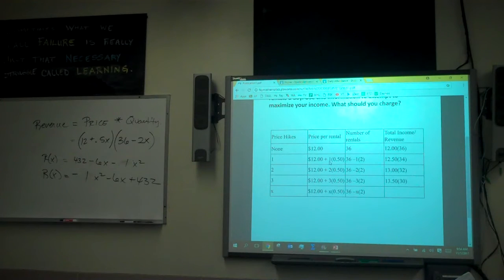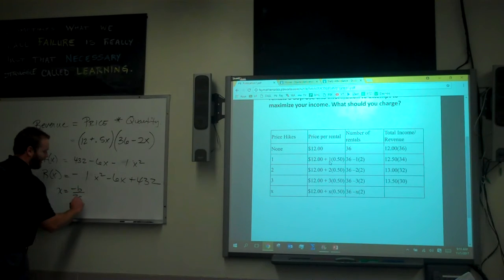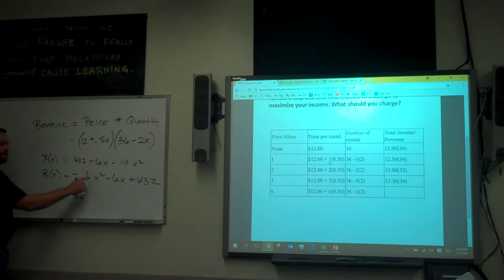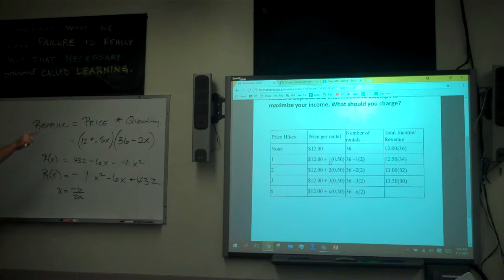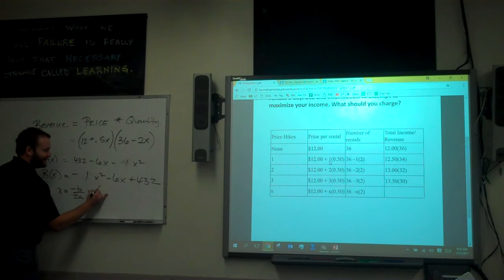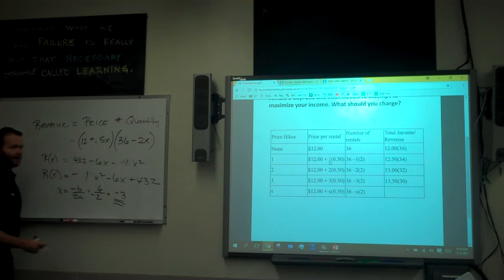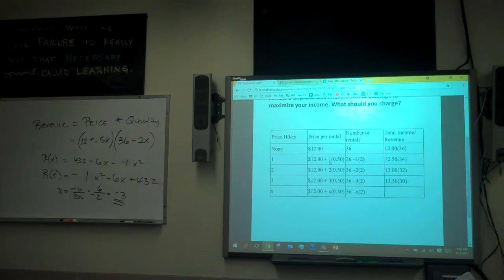Alright, so we have opposite B over 2A, right? Opposite of B over 2A tells me the x value. And the x value is the number of price increases I want to make. Well, opposite of B would be 6. 2A would be negative 2. So it gives me negative 3. Now the sign of that is important. A positive number would be a price increase, right? A negative number tells me a price decrease.